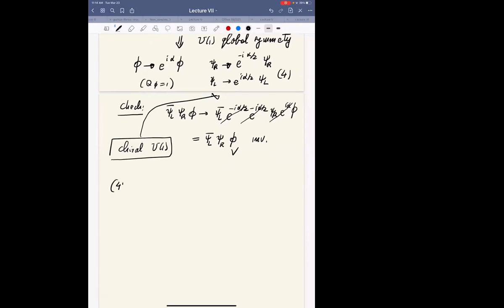Look at 4 prime. I could have chosen phi goes, that I fixed yesterday. So let me keep this. After all, one charge I can fix. Then I can say that psi r goes into e to the minus I alpha psi r, and psi l goes to psi l. It looks like a new symmetry, right? This is trivially invariant. Then psi l bar, psi r phi goes into psi l bar invariant, e to the minus I alpha psi r, e to the I alpha phi. And this is invariant. This checks. And so on and so forth.